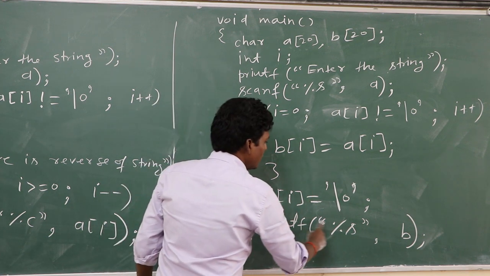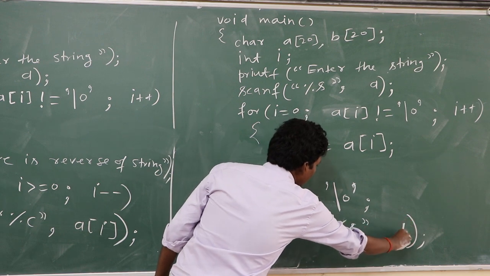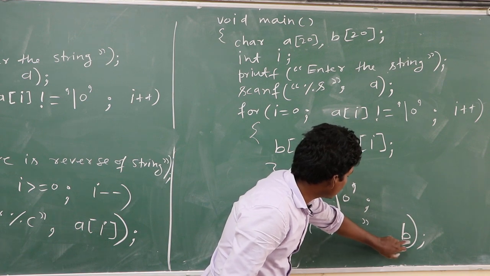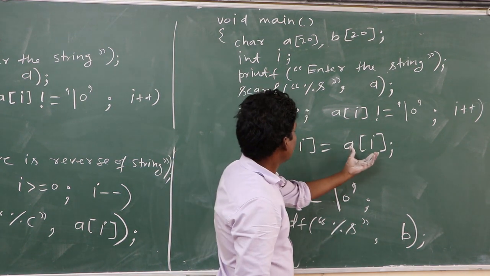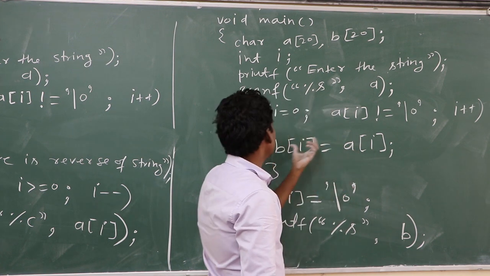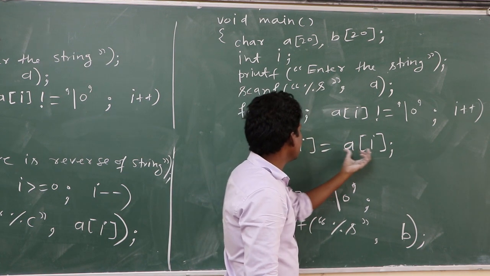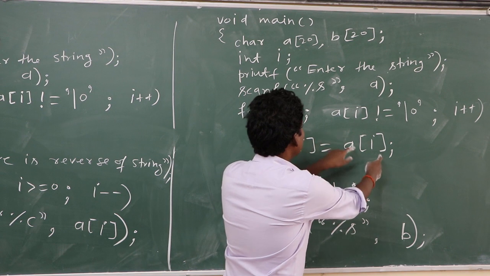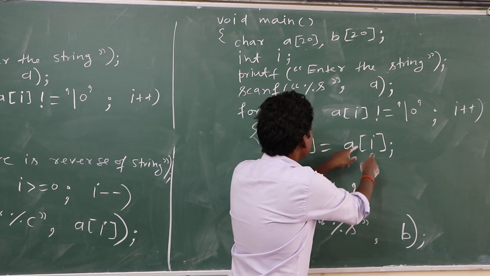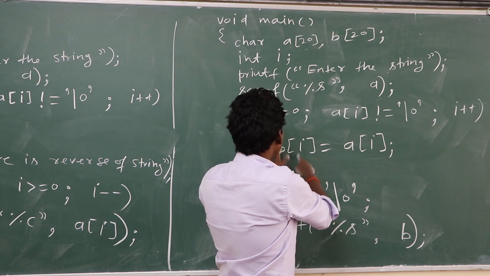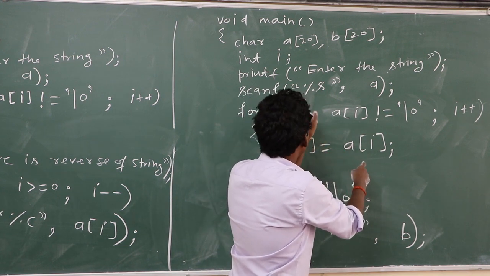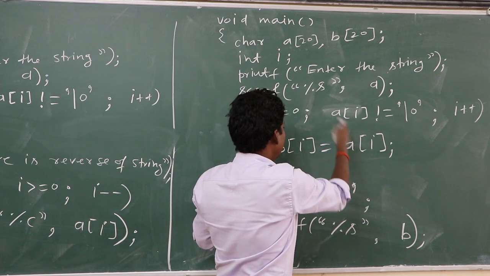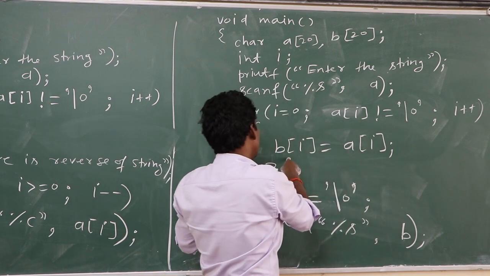Okay, so printf %s b. The copied string is printed here. Class, the copied string is printed here. Here B is a second string. String A is copied into string B character by character, one by one. First time A of 0 is copied into B of 0. Second time A of 1 is copied into B of 1. Third time, when I becomes 2, A of 2 is copied into B of 2. In this way, character by character, string A is copied into string B.